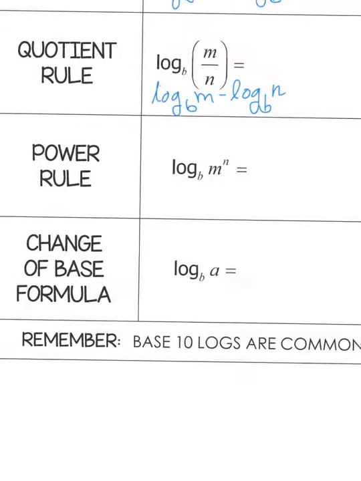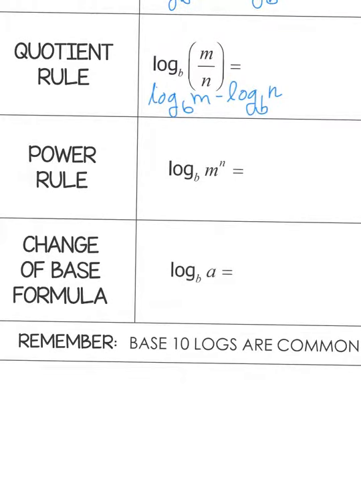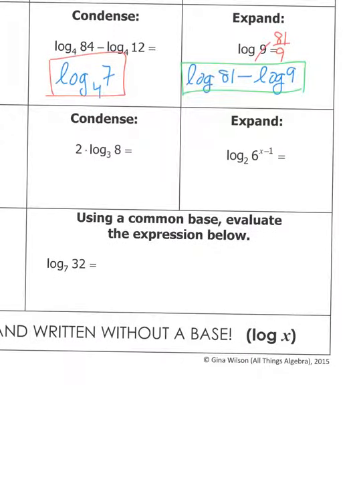So then here, your power rule. Remember, with the power rule, that just means that we're going to loop this out in front. And so we end up with n times the log base b of m. So try these 2 examples and then check your work. So for condensing, I'm going to loop this up here, and I end up with log base 3 of 8 squared, which is 64.